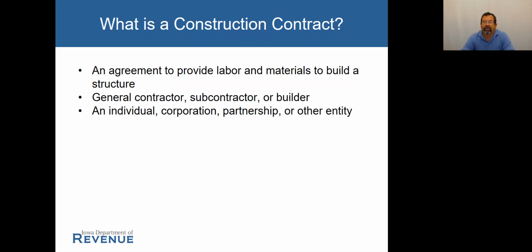Okay, so what is a construction contract? A construction contract is any agreement to provide labor and materials to build a structure. The contract could be with a general contractor, a subcontractor, or a builder. And parties involved could be an individual, corporation, a partnership, or really any other entity.